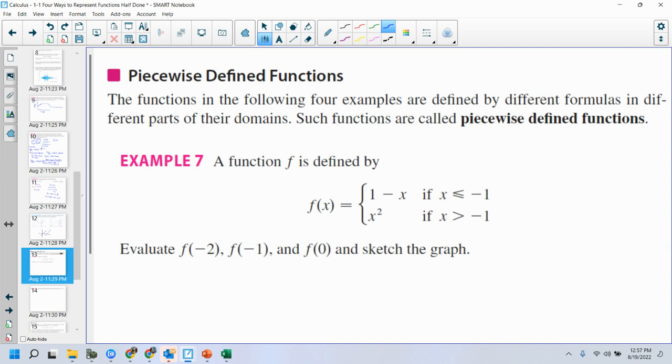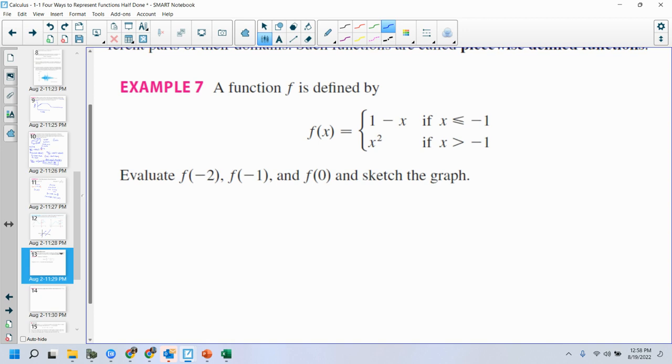A function f is defined by, okay, we got 2 different pieces of my domain. If x is less than or equal to -1, so say -2, -3, -4, -5, then I use the rule 1 minus x. If it's anything bigger than -1, 0 or 1 or 2 or 3, then we use the function rule x squared. So all we're going to do here is evaluate f of -2, f of -1, and f of 0, and then we'll sketch the graph.